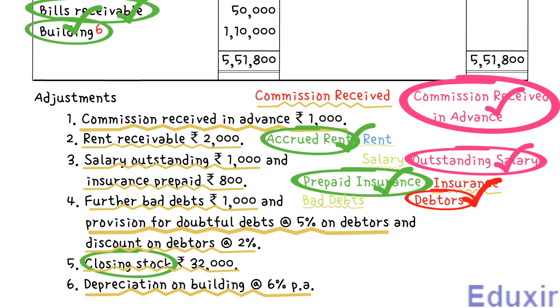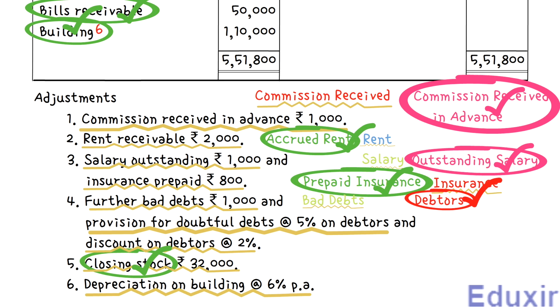As you can see, all the debtors related adjustments are already posted into the balance sheet while posting the debtor asset. So the only thing that is left out is the closing stock, and the book value of this closing stock is 32,000 rupees. As you know, the closing stock is an asset for the business.